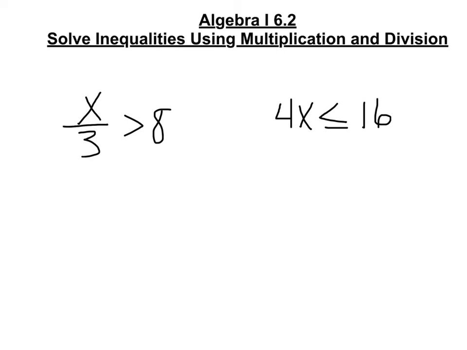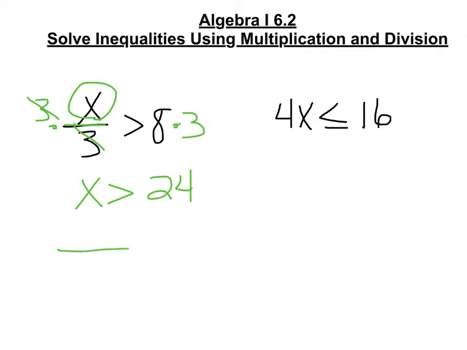Okay, here we have x. It's being divided by 3, so the inverse operation of dividing by 3 would be to multiply by 3. So if we multiply the left side by 3, then we multiply the right side by 3. And it cancels your 3's, and you have x is greater than 24.